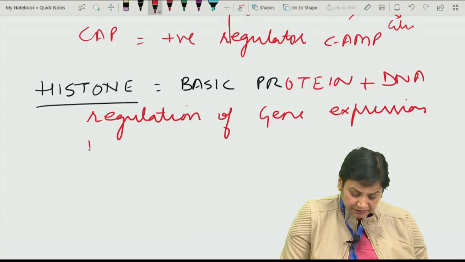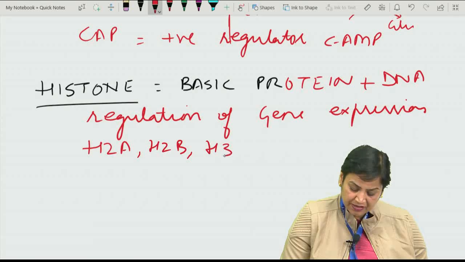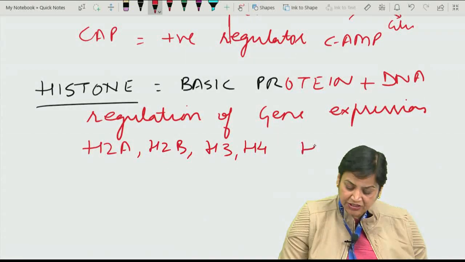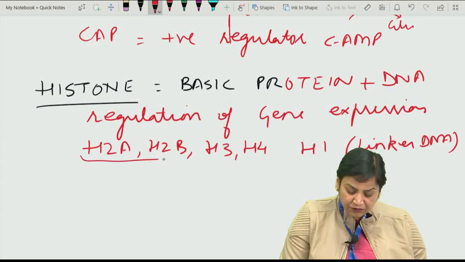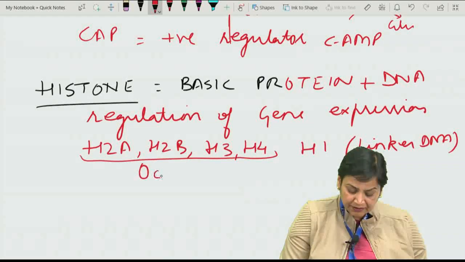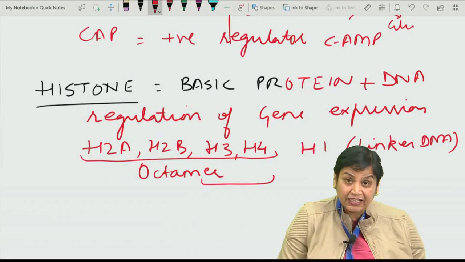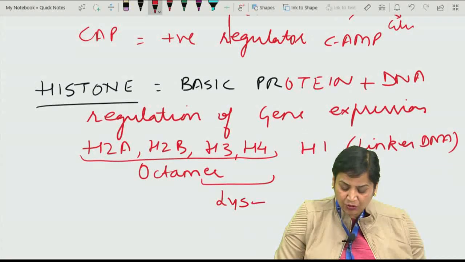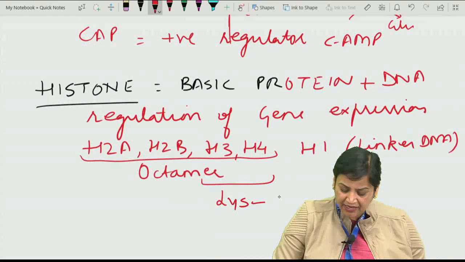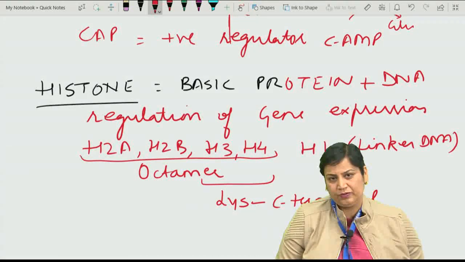Histones are 4 in number: H2A, H2B, H3, H4. H1 is a linker DNA. These 4 form an octamer. Out of these 4, H3 and H4 have lysine residues on the outward side. So whatever modifications are there, they are on the C terminal of lysine residue.